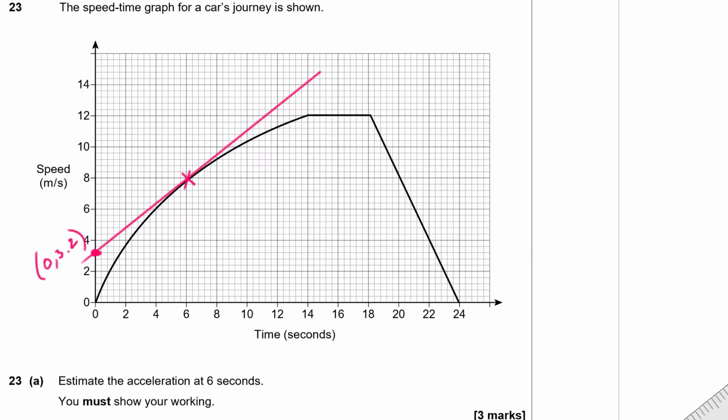Let's pick another one further up. Let's pick this point up here at 10. So when x is 10, or t is 10, what's that then again? It's about 3 squares up, so 10, 11.2. Okay, so then we need to work out what the change in y and the change in x are between these 2 points. So let's draw on a triangle.